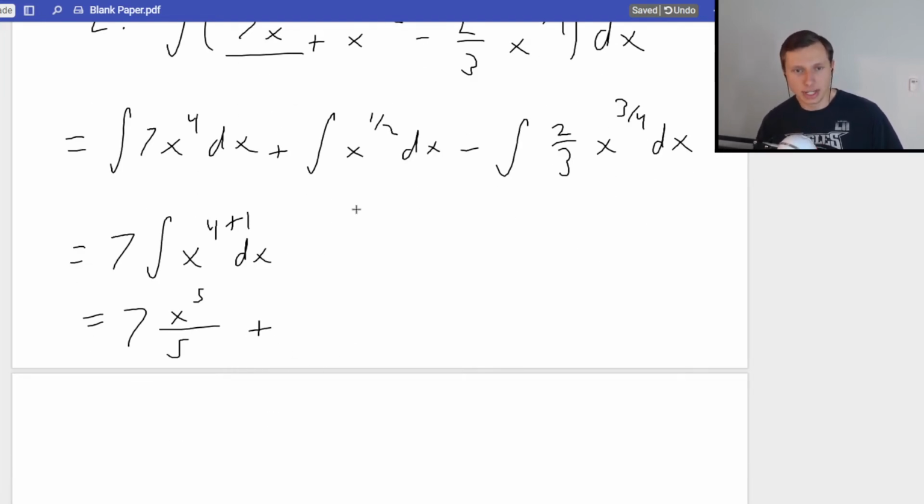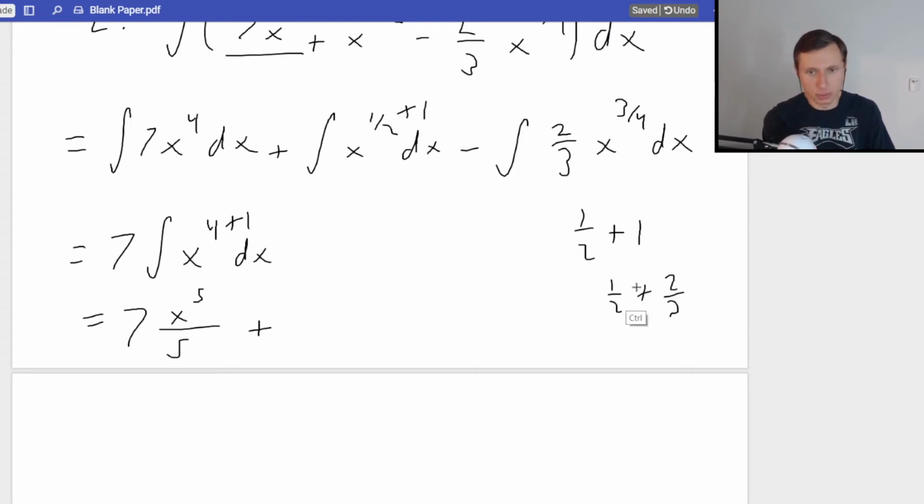Now the second one, integral of x to the 1/2 dx. Once again, I need to add 1. This is not fun because a lot of you struggle with fractions for some reason. I blame your middle school teachers, but that's beside the point. X to the 1/2 plus 1 power. Well, 1/2 plus 1 is the same thing as 1/2 plus 2/2. Get a common denominator.